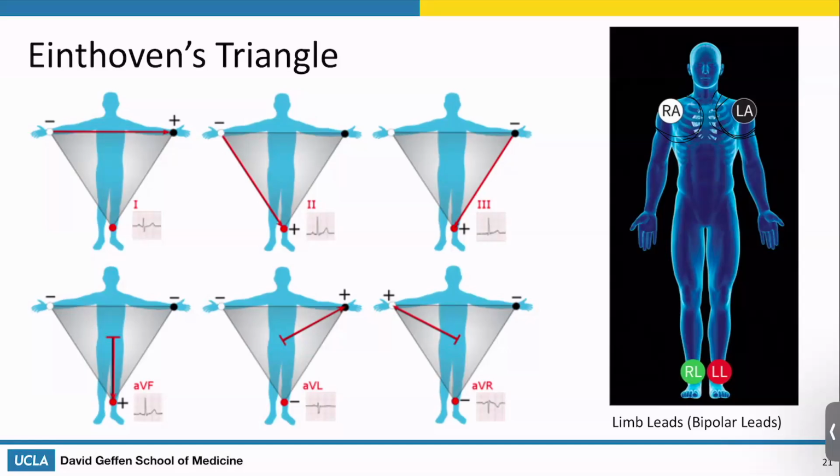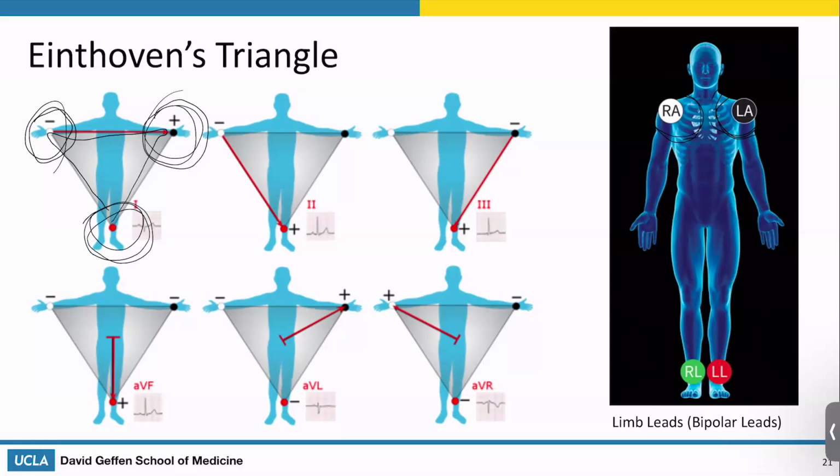Now, your right arm, left arm, and left leg are going to be your actual views. Your right leg, your green lead, is going to be your ground. So it's just trying to give that grounding effect and try to eliminate some artifact. So we're actually using the right arm, left arm, and left leg to create this Einthoven triangle, which you can see based on where it's mapping it out. So you have your right arm lead over here, your left arm lead over here, and then your left leg lead over here, creating that triangle.